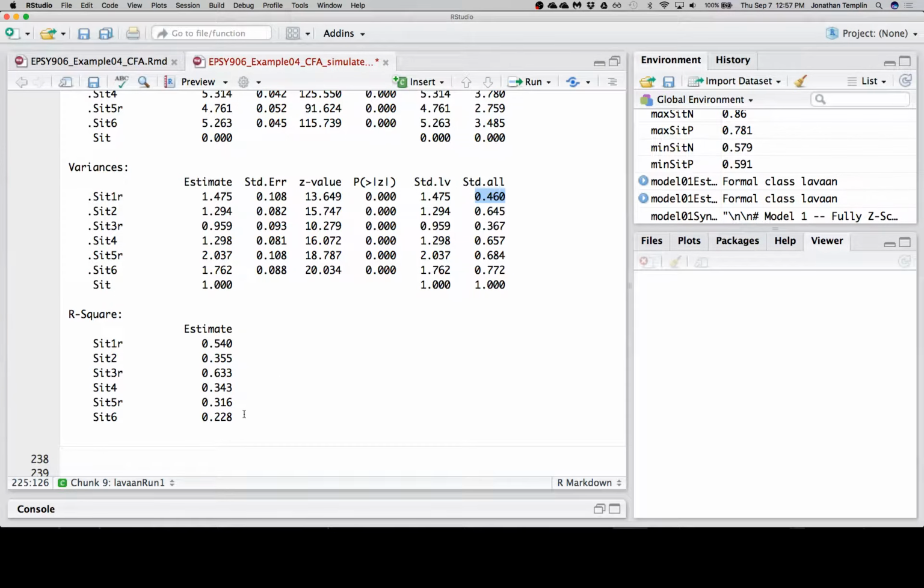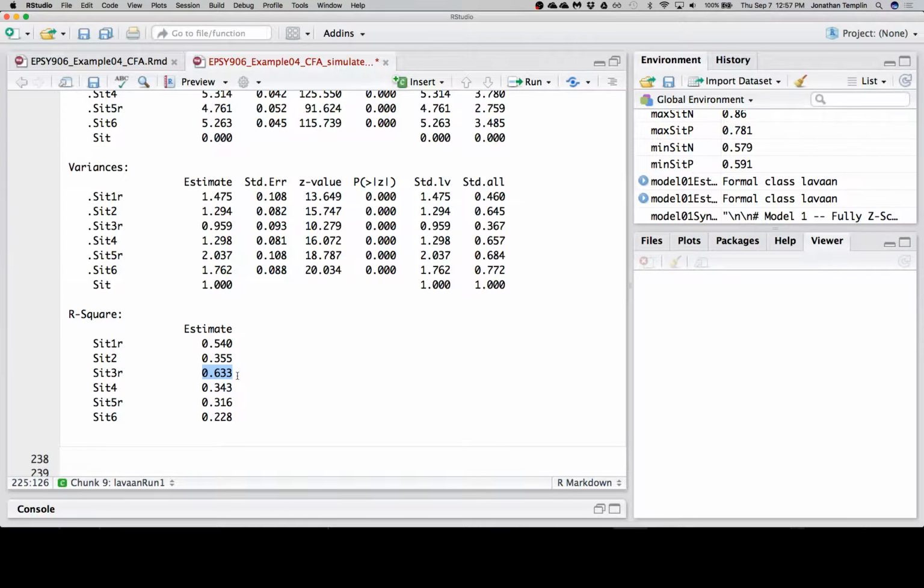But here you see the R square for each of the items. That's right. R squared is essentially another reporting of the standardized output. So again, just like we saw with the standardized loadings, item 3 seems to have the factor account for most of the variance. Its R squared is 0.633. The other ones have different values.